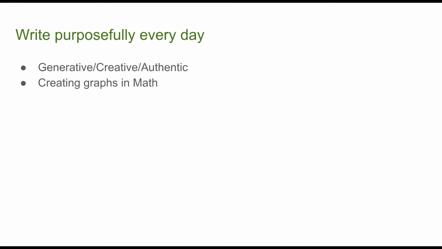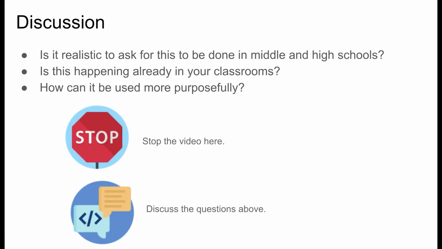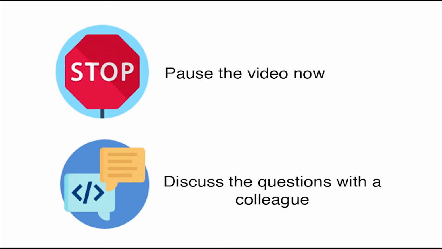How do I represent this set of data? How do the kids create the representation of it on a graph, going through that thinking on their own, which connects to the idea of purposefulness. So is it realistic that writing can happen in every middle school and high school classroom? Is it already happening? And how can it be used more purposefully?